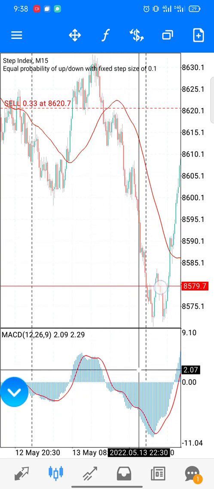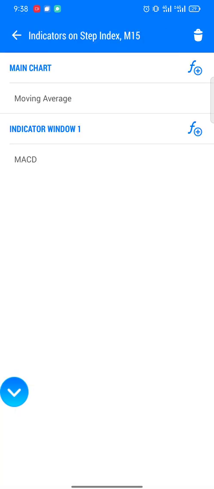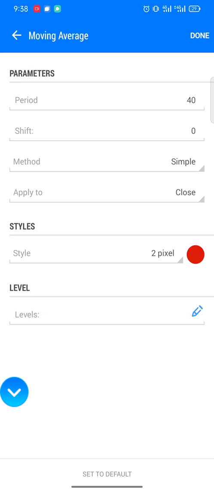So what happened? The market began to sell. So let me show you the indicators. It is a moving average, period 40, shift 0, method simple, apply to close. The style is 2 pixel red, you click on.